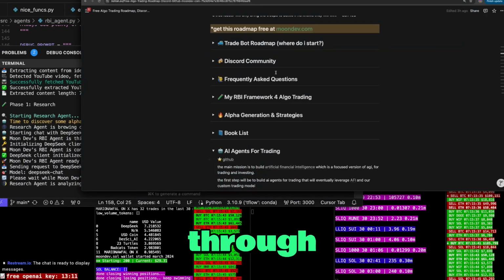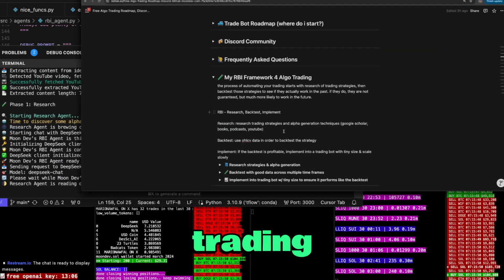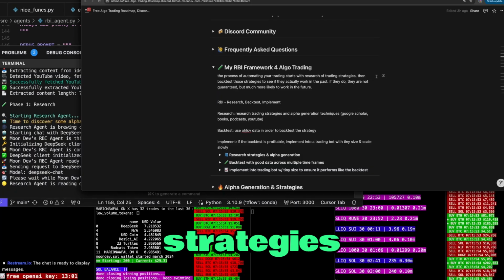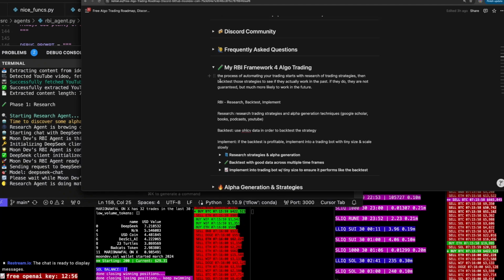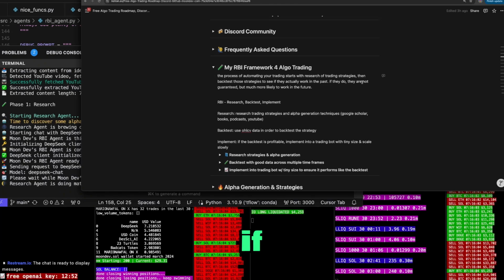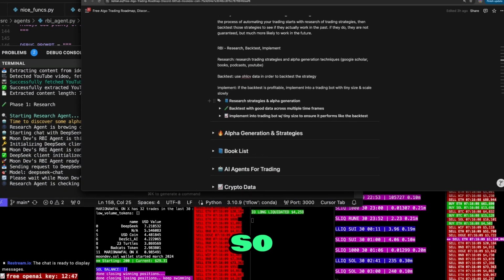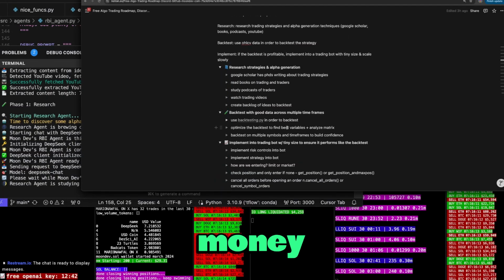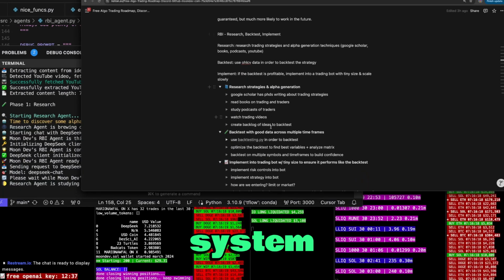Now, if you read through the roadmap here, dude, the RBI framework is how I automate my trading. The process of automating your trading starts with research of trading strategies or alpha generation techniques. Then you backtest those strategies to see if they actually worked in the past. If they do, they're not guaranteed to work in the future, but they're much more likely. So I show you my whole RBI framework. This saves a lot of money because you're not trading, first off. You're proving that your system works before you trade.